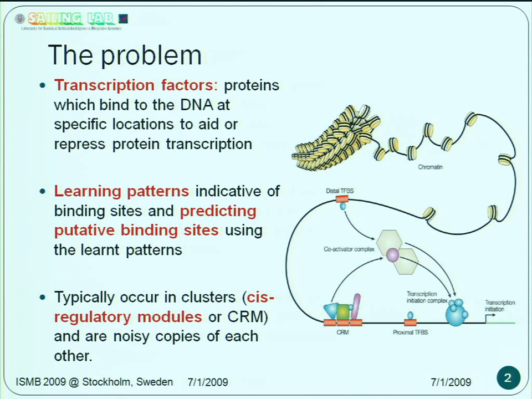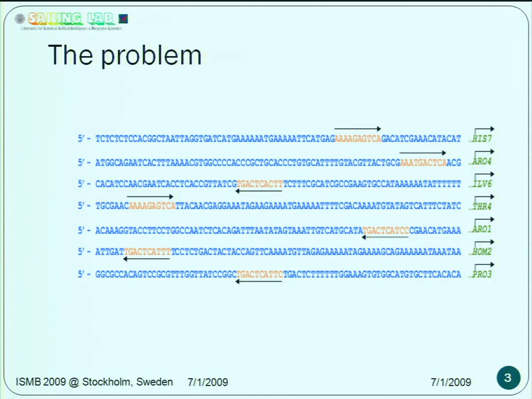Binding sites in higher organisms typically occur in clusters called cis-regulatory modules, and they are noisy copies of each other, like this. So typically, the segments marked in red would be binding sites, and you can see that they're pretty similar to each other, and they occur in spatial contiguity on the DNA, close to the transcription start site.